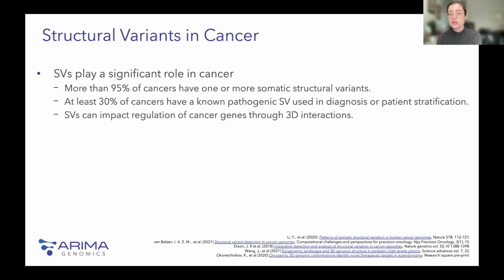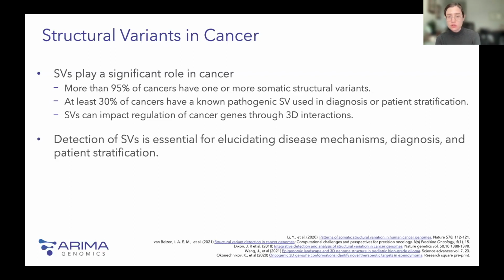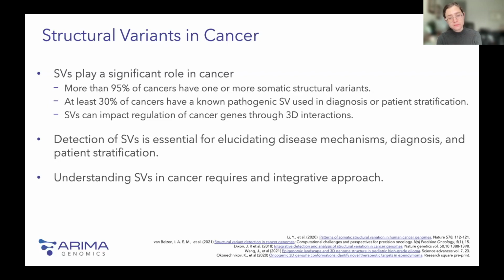And of course, SVs alter the structure of the chromatin, and therefore they can potentially introduce new interactions with cancer genes through D loops and interactions that were not established before. So detection of structural variants is very important to us and for the clinical world because they can help us understand disease mechanisms, potential diagnosis, and help us stratify our patients.